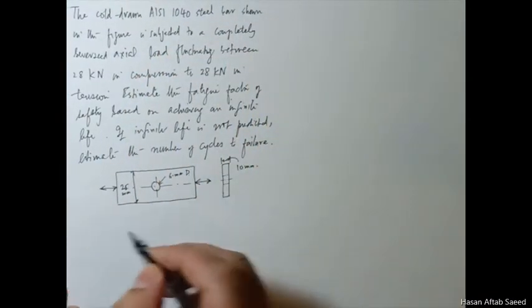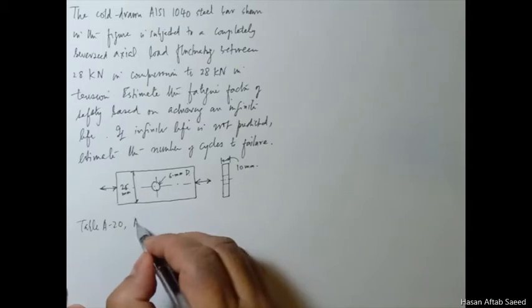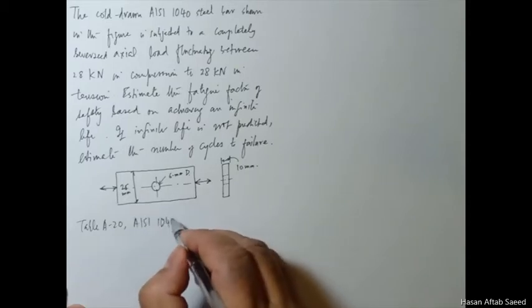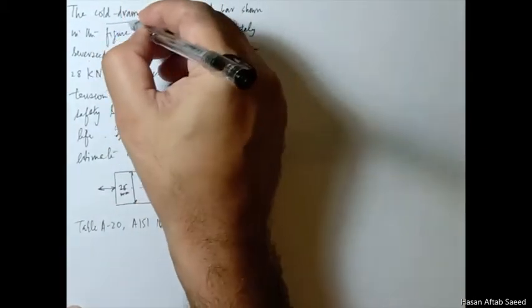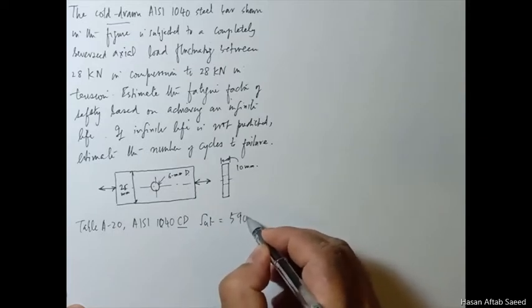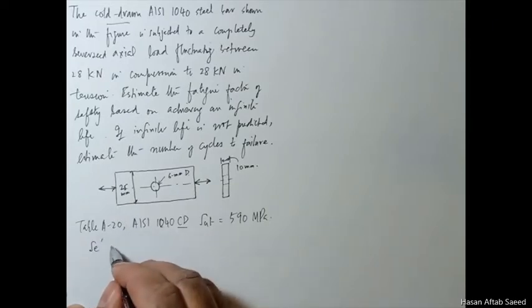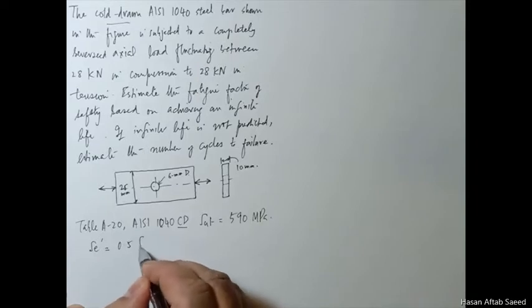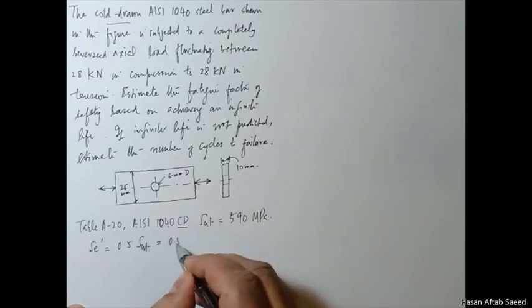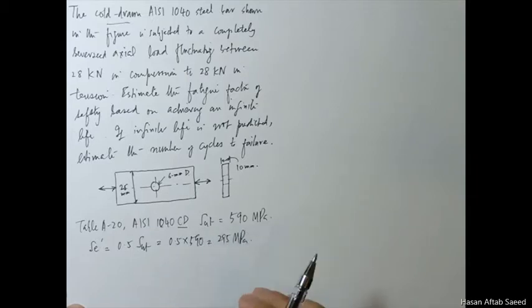Because it is AISI 1040 steel, from Table A-20 at the back of the book, for AISI 1040 cold drawn, it's called CD, we can read the value of ultimate tensile strength as 590 MPa. Now for this range, we know that Se prime is simply 0.5 Sut, which in this case will be 295 megapascals. So this is the endurance limit, but this is Se prime.